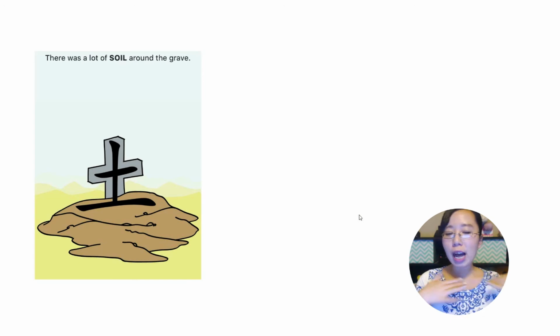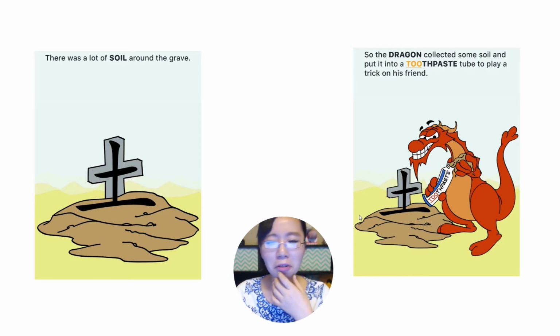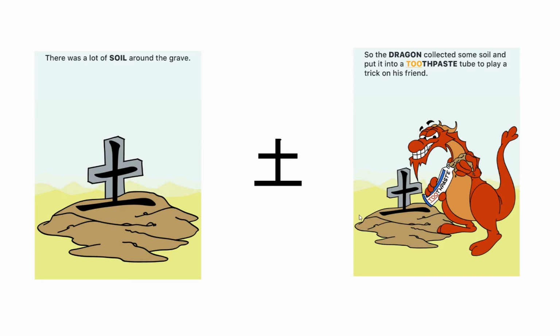The first picture we have is there was a lot of soil around the grave. Just like the character, the grave on the top, and then the soil on the bottom. Remember I said that the dragon likes to play tricks? Here, the dragon collects that soil and puts it into a toothpaste to play a trick on his friend. That is horrible. The TOO is not the exact spelling of the pinyin for this character, but it's very close. So based on the 2 pictures that you see here, what does it mean? It's in the picture on the left. And that is 1, 2, 3.